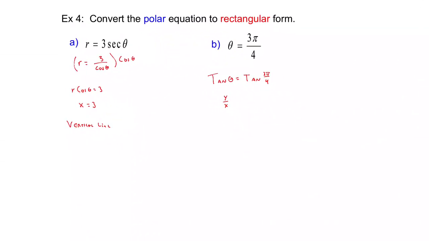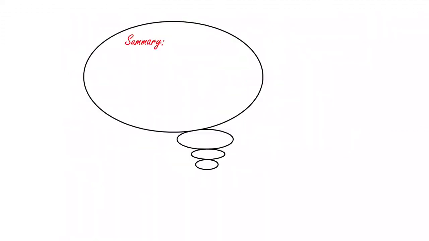And so now we have y over x is equal to, well, what's tangent of 3 pi over 4? That's equal to negative 1. We'll multiply both sides by x because we are trying to get this into rectangular form. We want y equals, so y would be equal to negative x. That's just an equation in slope-intercept form with a slope of negative 1 and a y-intercept of 0, 0. So there's another example of how to convert a polar equation to rectangular form.